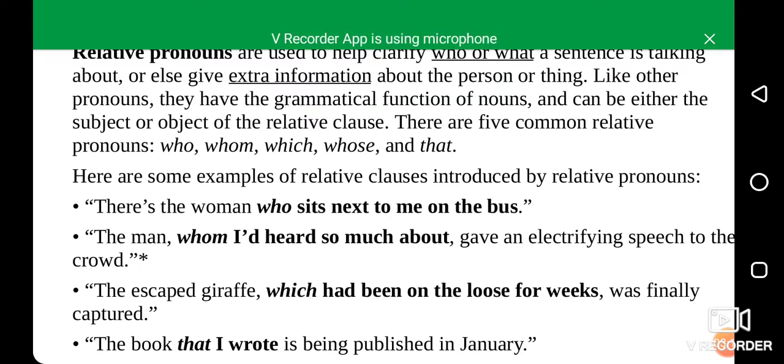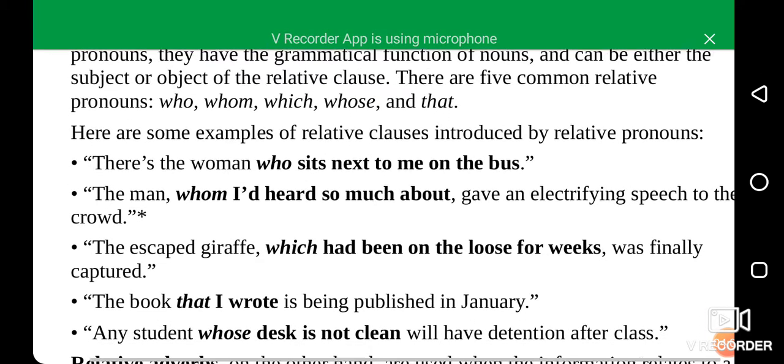There's the woman who sits next to me on the bus. Now, which woman is discussed in the sentence? The woman who sits next to me on the bus. So, who sits next to me on the bus is a dependent clause, and it describes the woman, which is a noun. So, in this way, we can say that the dependent clause used in this sentence is a relative clause, because it starts with the relative pronoun who, and as it describes the woman, we can say that it's an adjective clause as well.